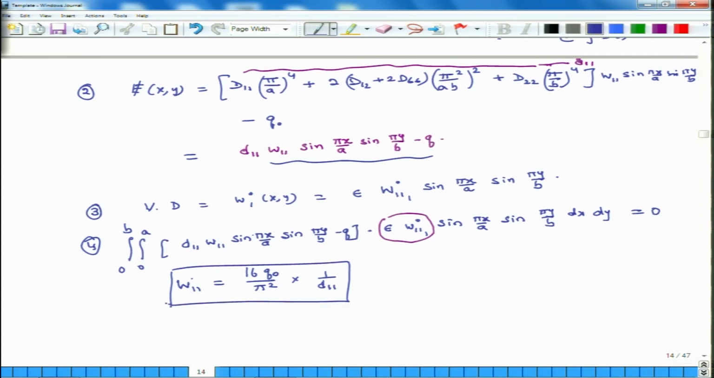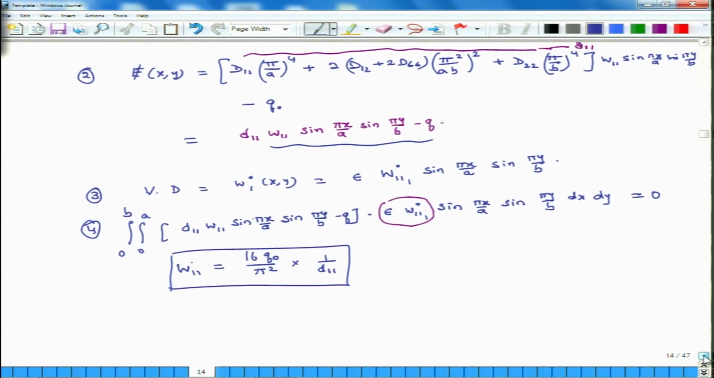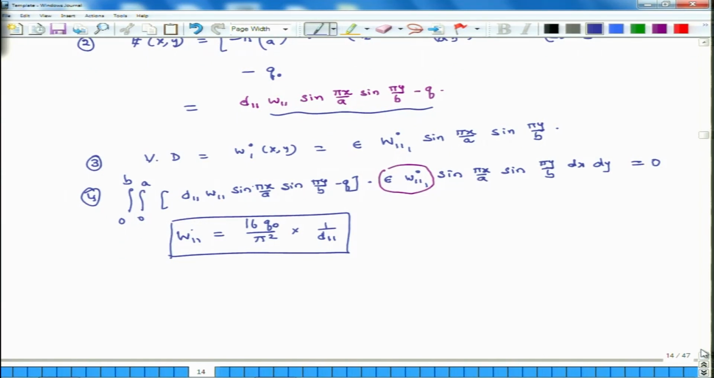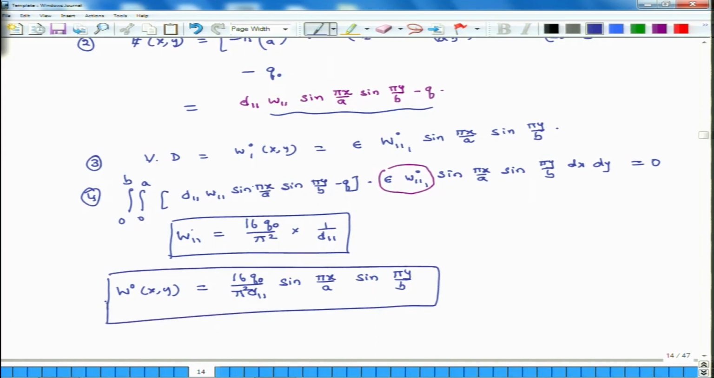So, what is my solution? My solution is W naught(x, y) equal to 16 q naught over pi squared d11 times sin(pi x over a) sin(pi y over b). This is a one term solution. We could have used more terms in the series, but this is a one term solution.